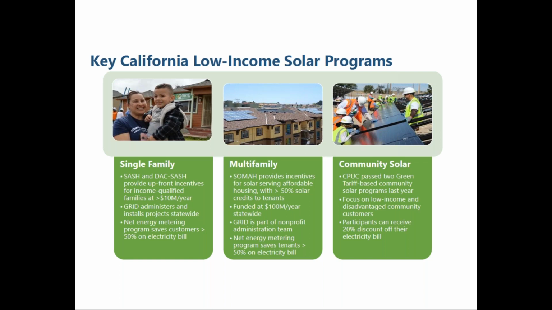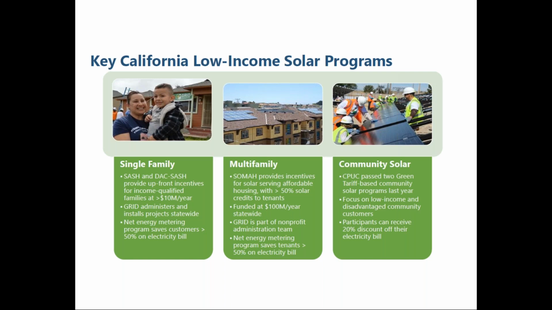Multifamily, there's been an exciting development too. There's a new program that was just developed last year called SOMA. That stands for Solar on Multifamily Affordable Housing. That is the biggest multifamily low-income program that has ever been passed in the country. It's a $100 million a year program for 10 years, so that means $1 billion of incentives upfront just for affordable housing solar. And the great part of that is that there's assurances within that program that the low-income tenants are going to be getting significant savings.